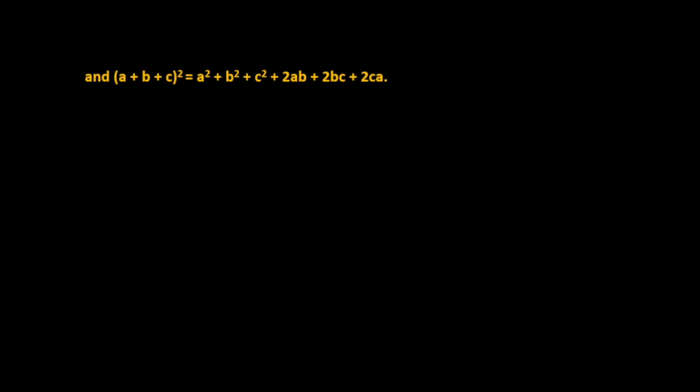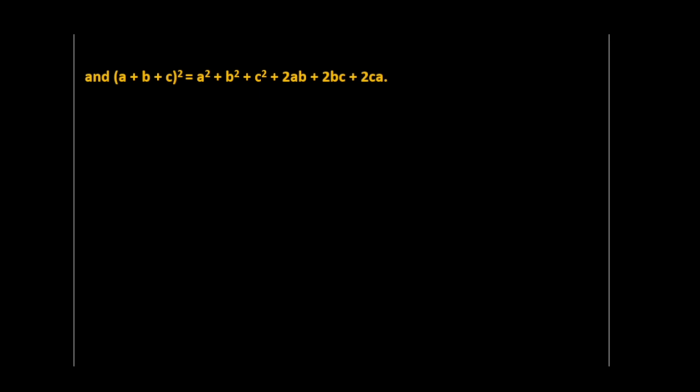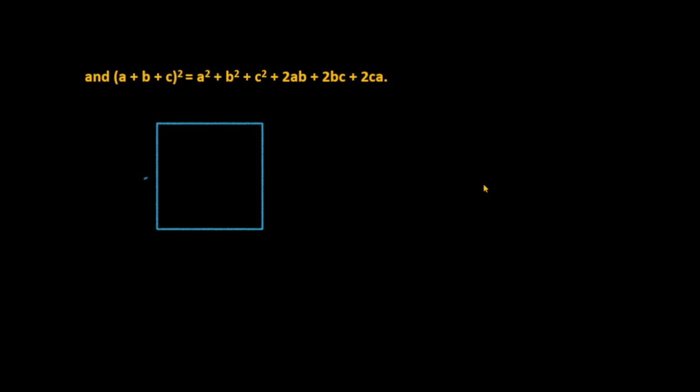Now in the same way we can get the figure for the identity A plus B plus C the whole square is equal to A squared plus B squared plus C squared plus 2AB plus 2BC plus 2CA. Look here. First for A squared, we are going to take a square with side A. So occupied area is A squared.